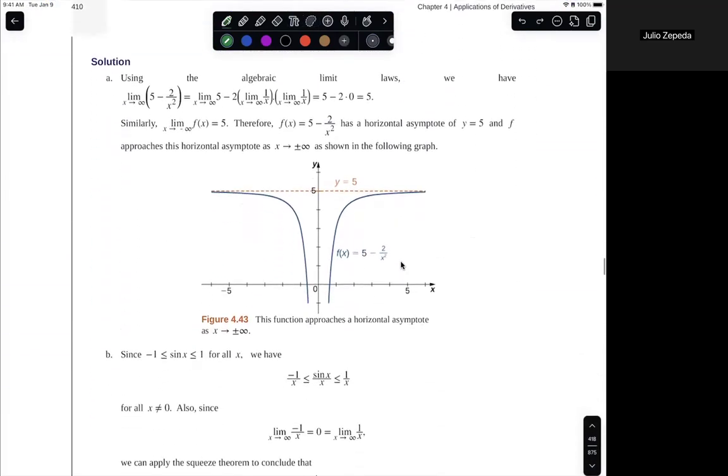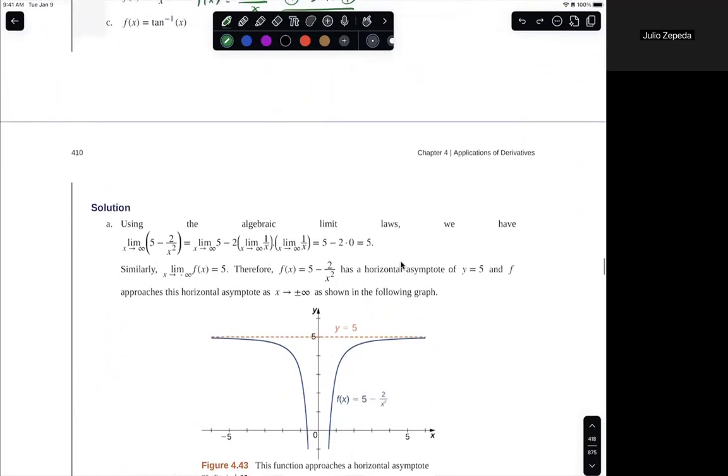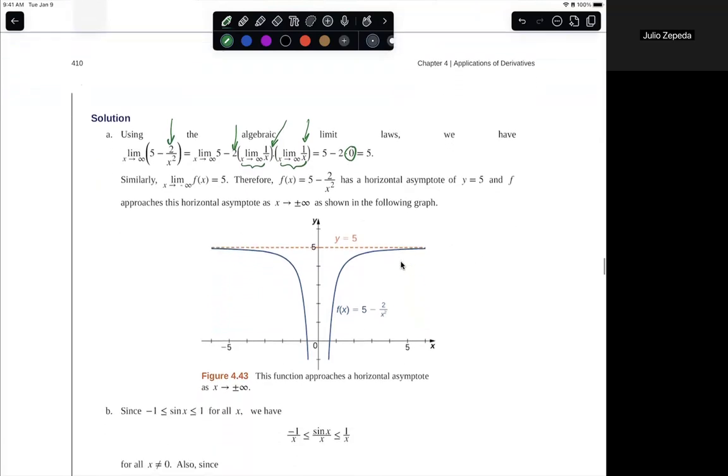Okay, let's take a look at how they approach this problem here. Okay, so they use the algebraic limit laws. Good. And so that's kind of what we did there. And then they actually split up 2 over x squared. They factored out the 2, and then they wrote 1 over x squared as 1 over x times 1 over x. The limit of each of these is equal to 0. And so that just gives you 0. So 5 minus 0 equals 5. All right, and there's the graph. Looks basically the same as what I graphed.